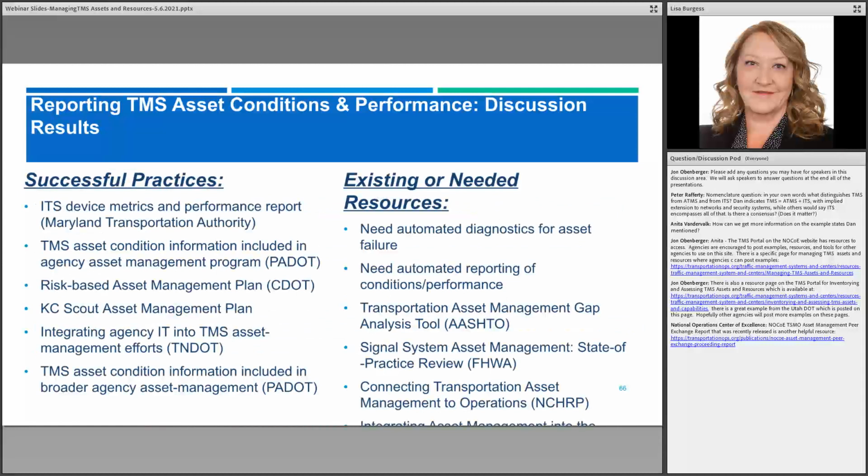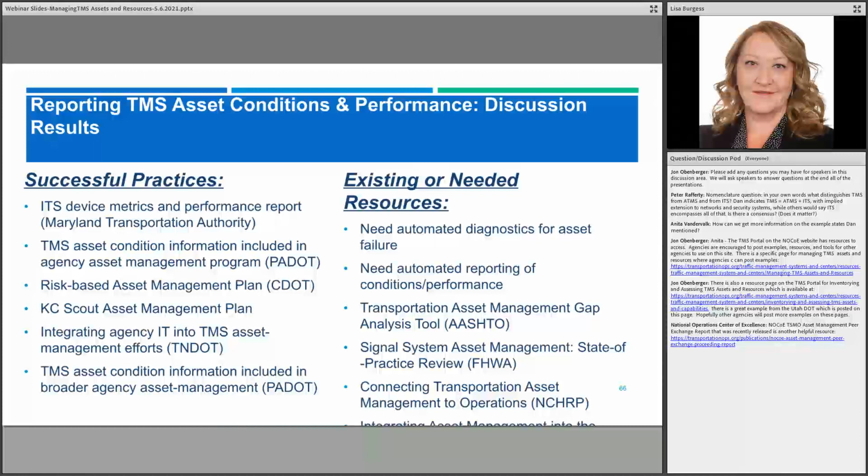So, some successful practices that were highlighted as part of the breakout discussion. Maryland Transportation Authority does a great job with some of the different ITS device metrics and how they report some of that performance data. John mentioned the Colorado DOT and their risk-based asset management plan. Tennessee DOT put a real focus on integrating some of the information technology assets into their department-wide asset management efforts, which I think is a really important step. And then a couple of examples again from Pennsylvania.